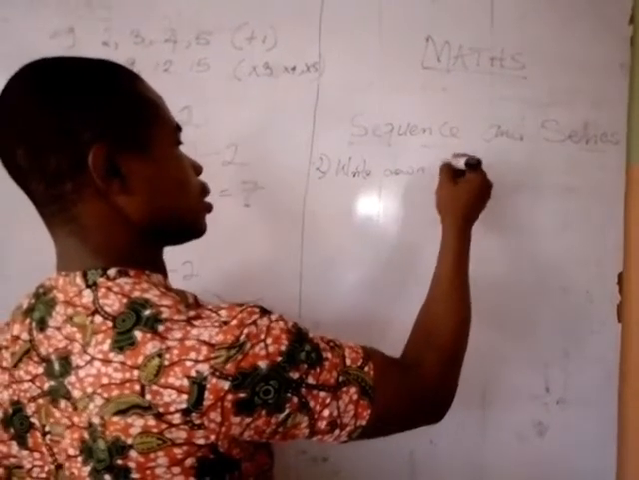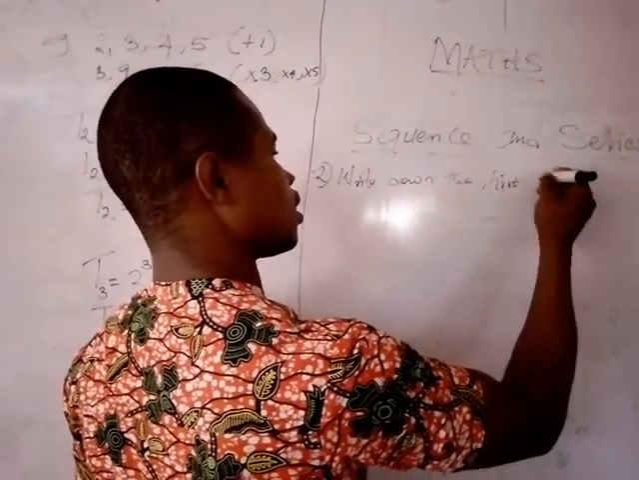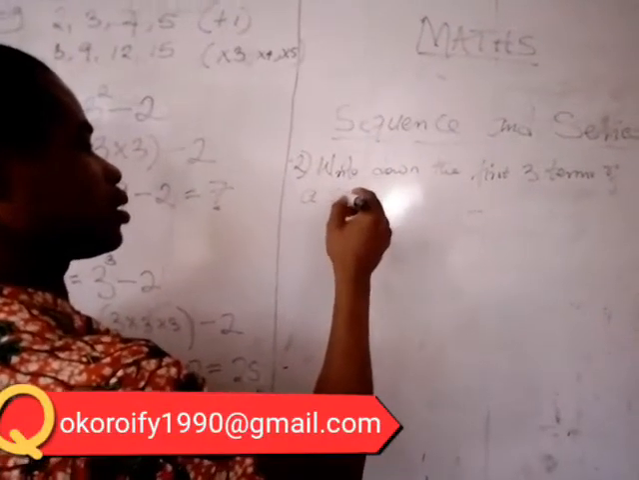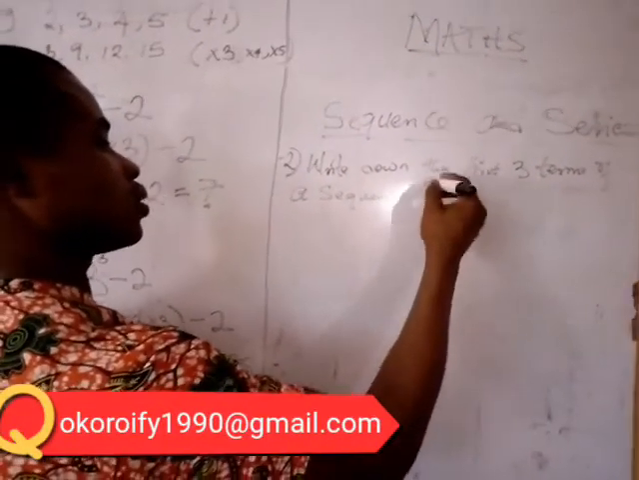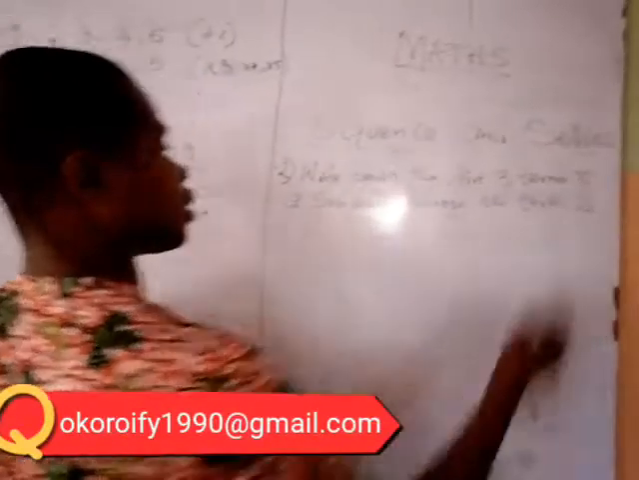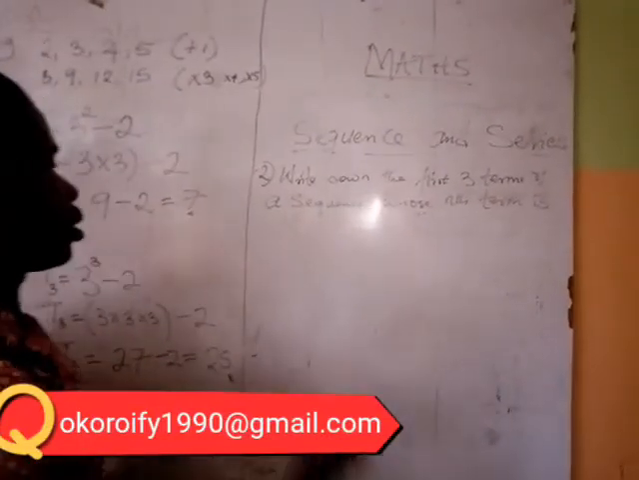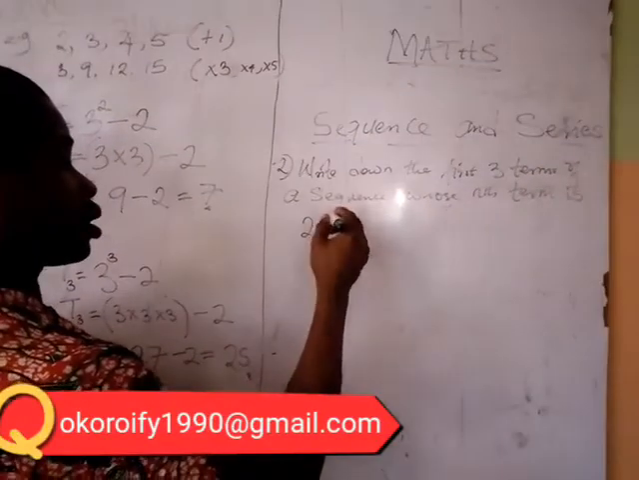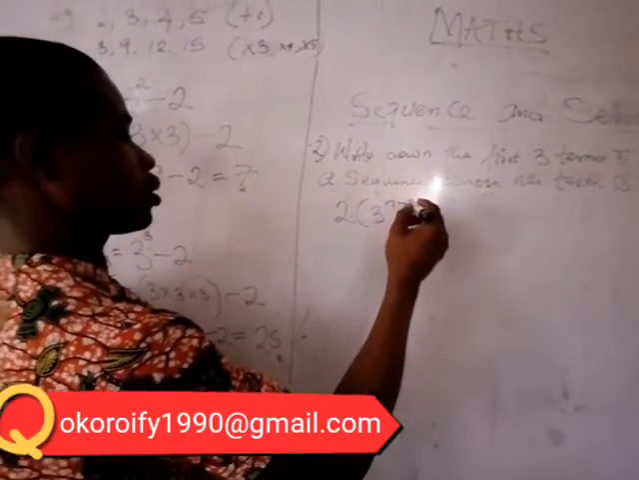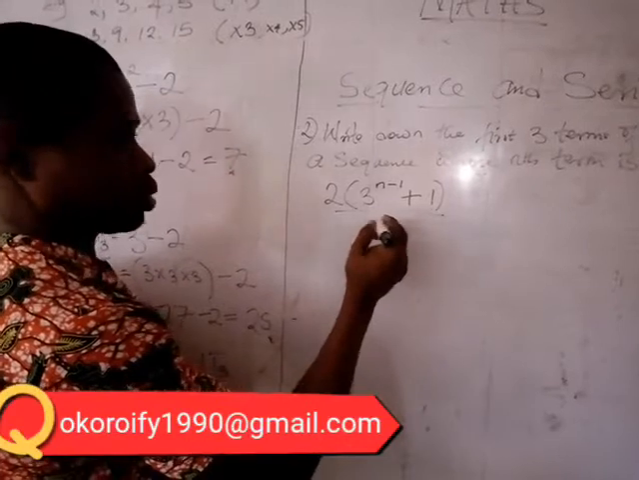down the first 3 terms of a sequence whose nth term is, we have the nth term to be 2 in brackets 3 raised to power n minus 1, then plus 1, all over 5.